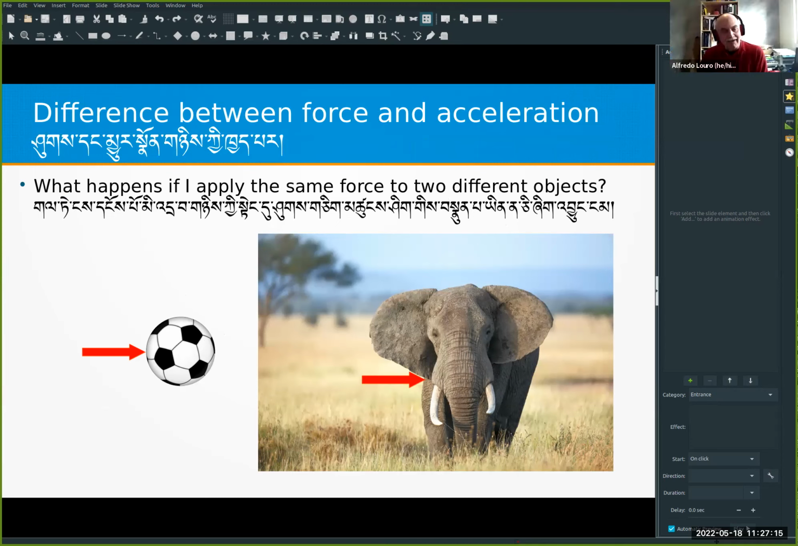So what happens if I apply the same force to two very different objects? So I'm applying exactly the same force. If you like, I'm pushing these two objects with my hand. I'm pushing the ball with my hand to the right, and I'm trying to push this elephant to the right, and I'm applying the same force, the same strength force.